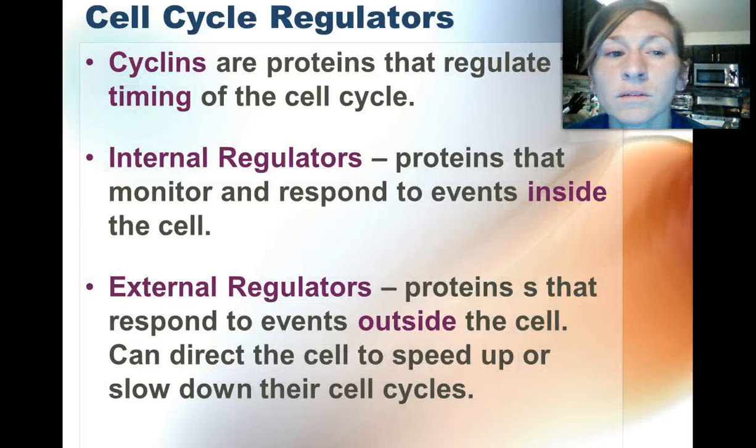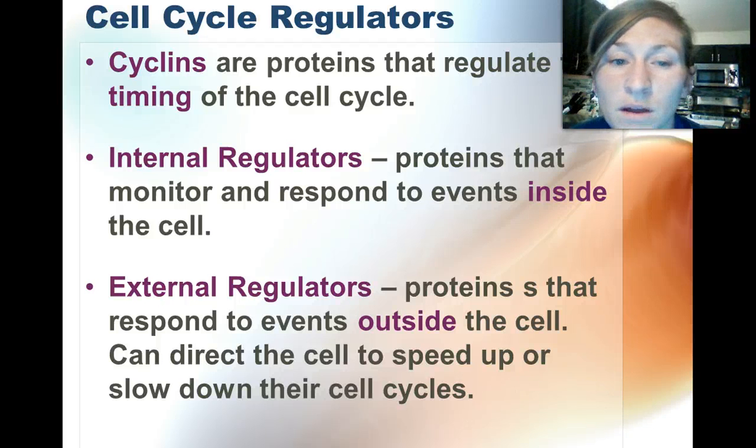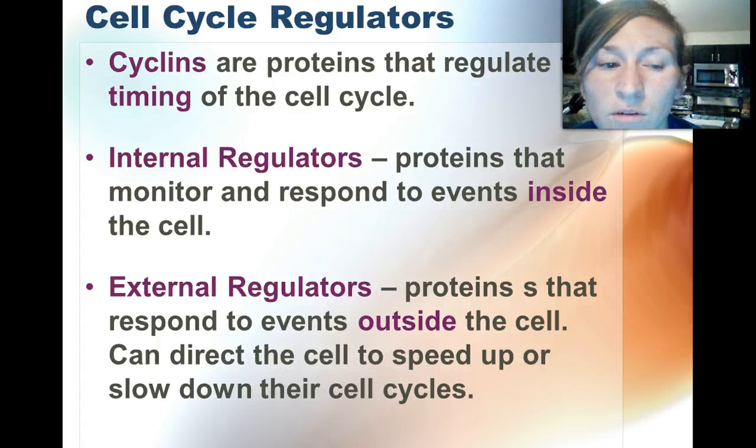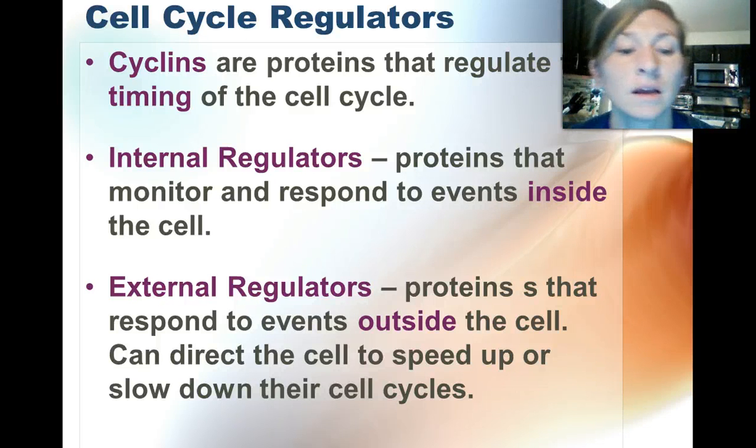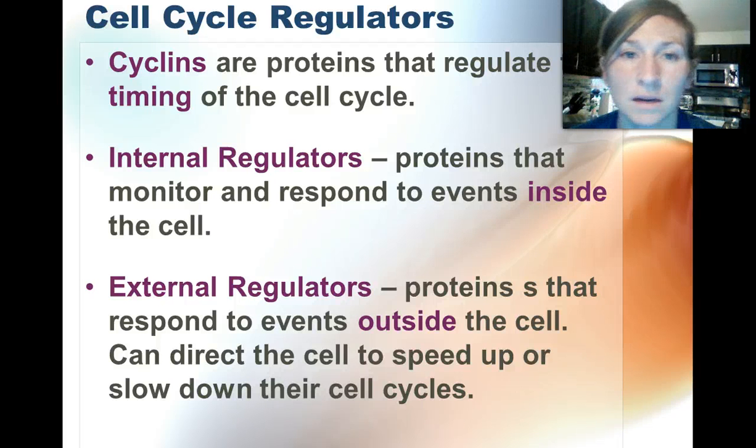There are proteins that are known as cyclins that regulate the timing of the cell cycle. There are some that are internal regulators and some are external regulators. The internal regulators are proteins that monitor and respond to events inside the cell, hence the name internal. External regulators are proteins that respond to events outside of the cell. So external, outside. They can direct the cell to speed up or slow down their cell cycles as needed.